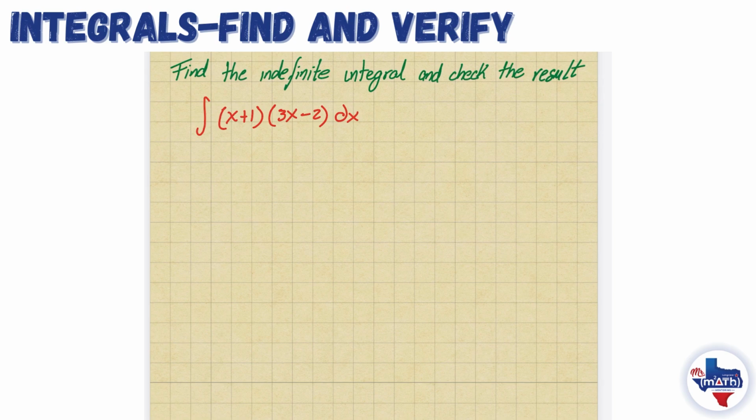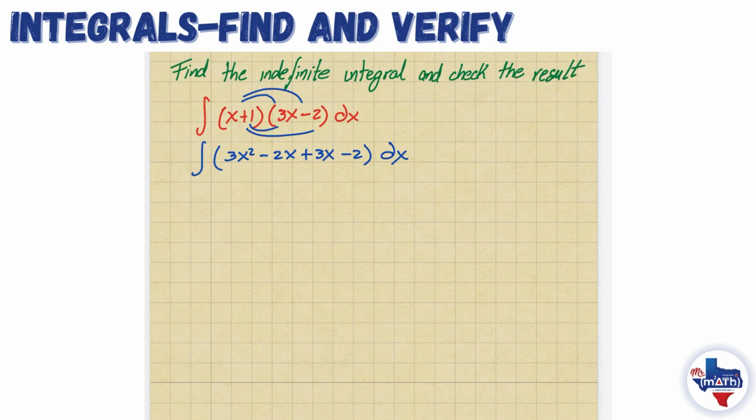So what we need to do here is to actually multiply one binomial times the other binomial. So let's distribute the multiplication. We'll have x times 3x. We're going to distribute, right? I think somebody used to call this FOIL. So this will be 3x squared minus 2x plus 3x minus 2 dx.